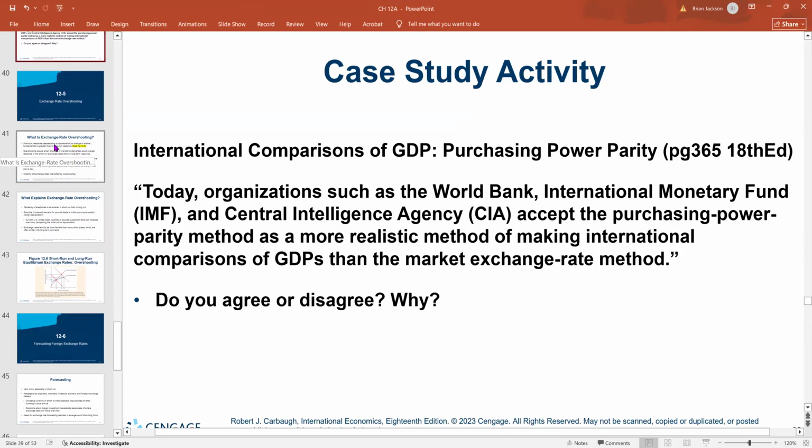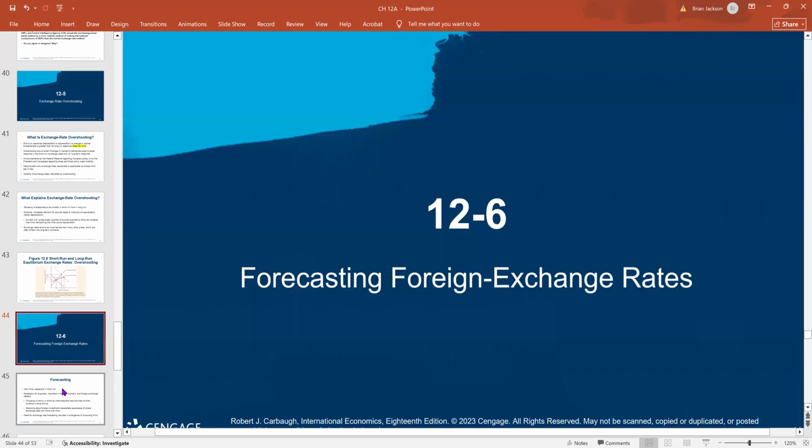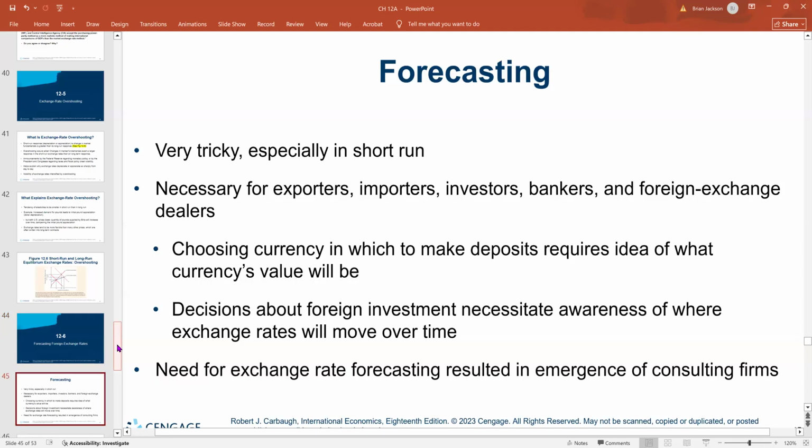I forget what page that is. I think that's in the 18th edition on page 365. So the rest of this, forecasting foreign exchange rates, can be very tricky.